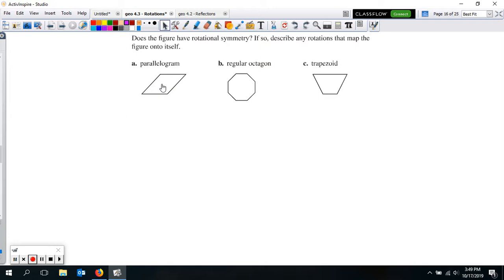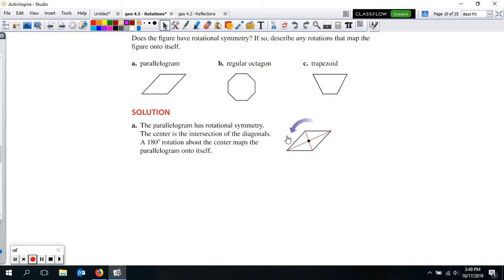You might be able to spin it perhaps on your paper, but for this one, you can see that it does. This one has rotational symmetry because it maps onto itself when you rotate it 180 degrees. So if you can map it back onto itself after 180 degrees, it does have rotational symmetry that way.